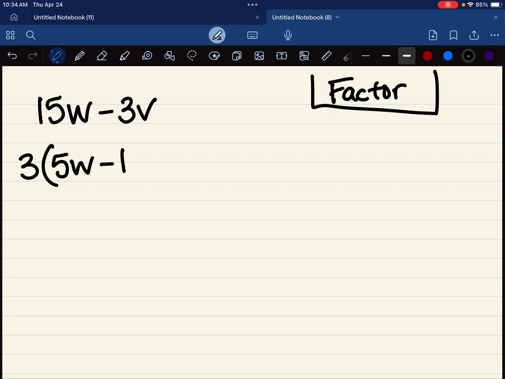Negative 1V. Now, do I really need to put that 1 there? No. Is it wrong? Not necessarily. Most of the time you guys are not going to put it. I know a lot of you will, and that's okay.